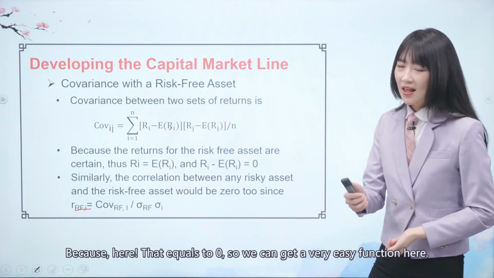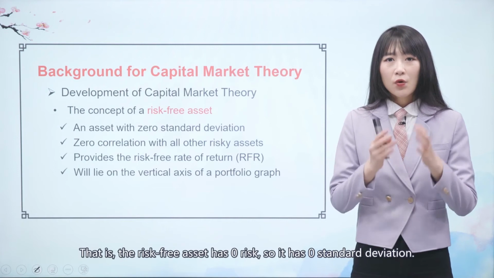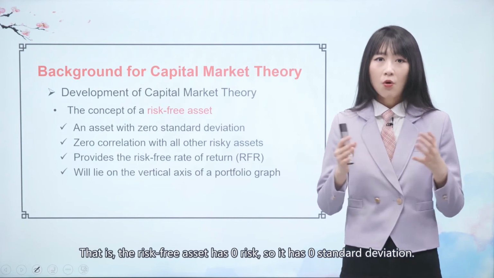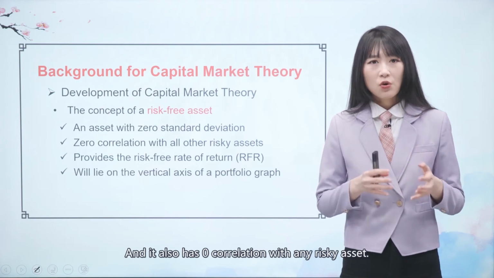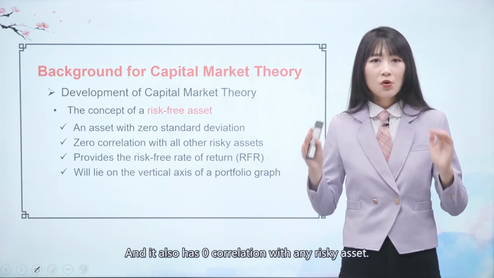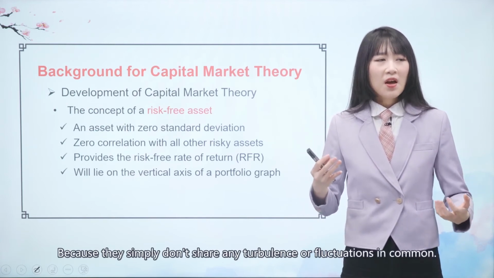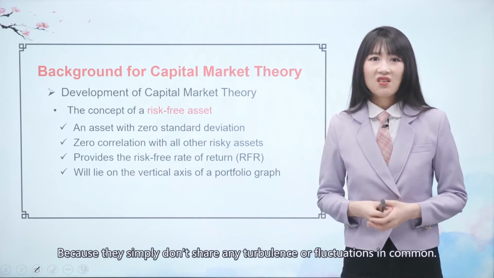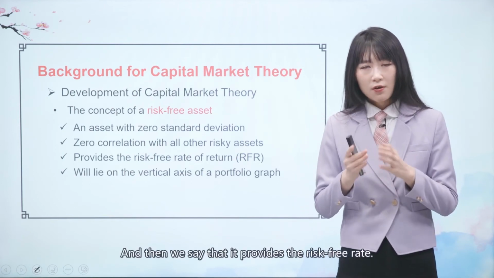So we can get a very easy function here. That is, the risk-free asset has 0 risk, so it has 0 standard deviation, and it also has 0 correlation with any risky asset because they simply don't share any turbulence or fluctuations in common. And then we say that it provides the risk-free rate.